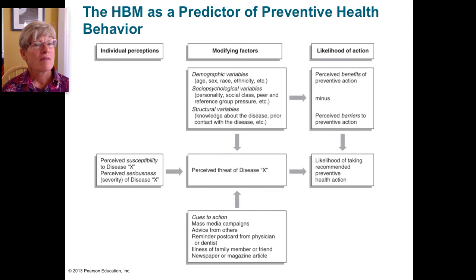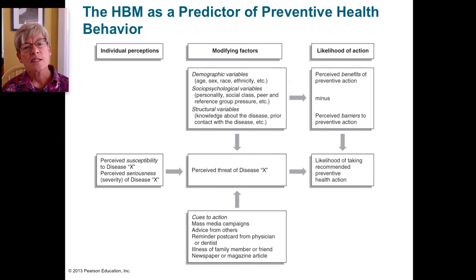And so for me, the susceptibility of problems was pretty high. The modifying factors had to do with my personality, my knowledge, again, the threat of a possible heart disease from high blood pressure, and then looking at advice from my physician and nurse practitioner, again, looking at illness of family members. So modifying factors were there and available for me, and it made it very, very likely for me to take action, which in my case was actually taking medication for high blood pressure.